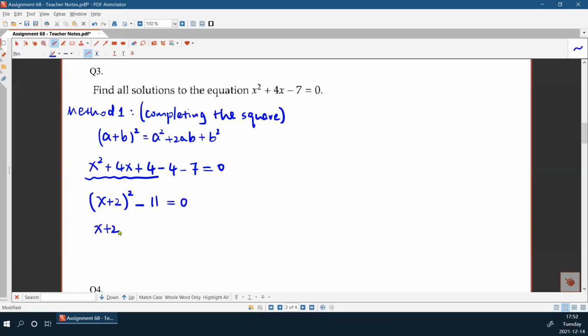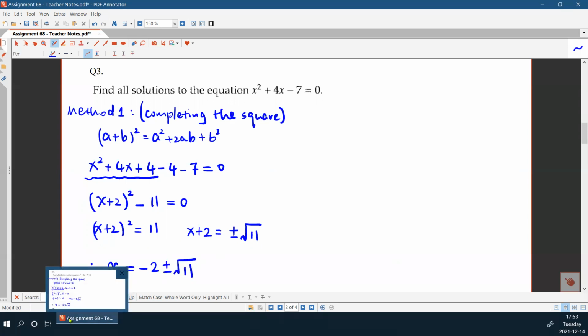So next step, x plus 2 squared equals 11, right? And if you have a number squared is 11, that means this number here must be negative or positive square root of 11, right? And therefore, our solution is x can be minus 2 positive or negative square root of 11. You see that? Okay, so I'll write method 2 here.